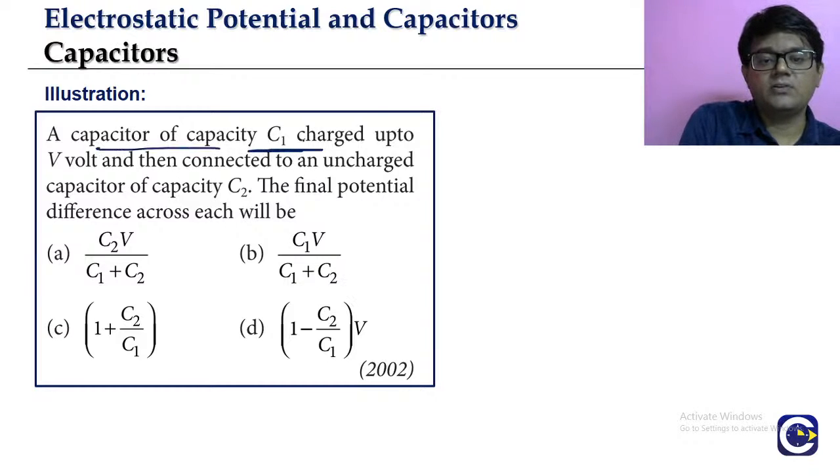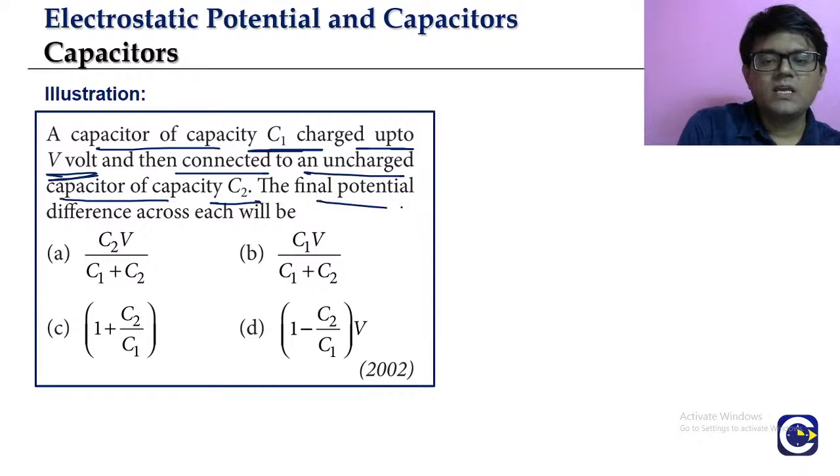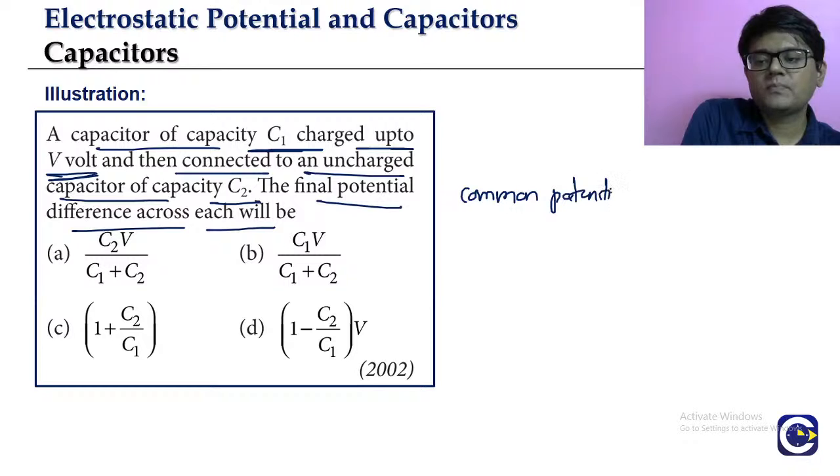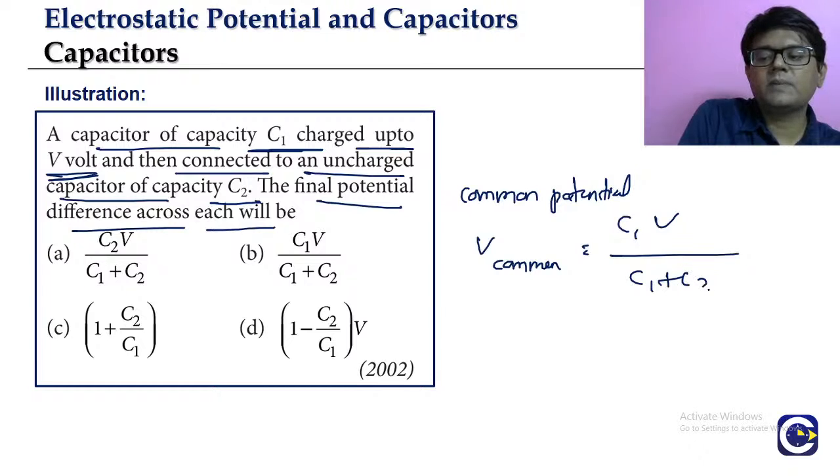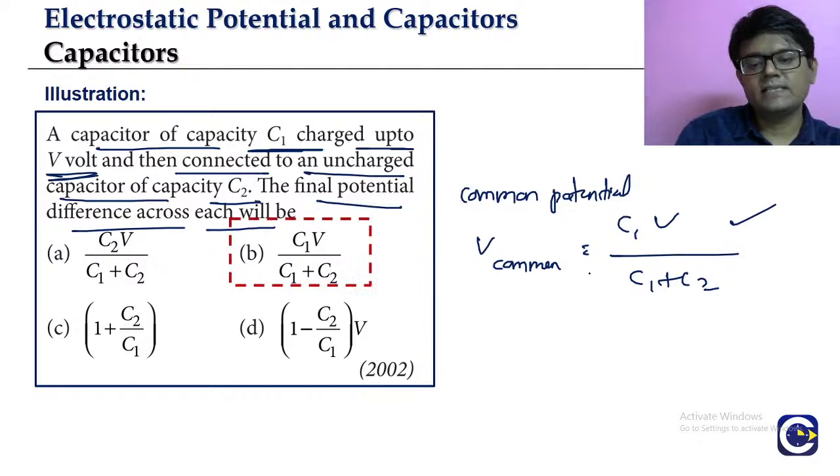Capacitor, the capacitance C1 is charged up to a voltage V and then connected to an uncharged capacitor of capacitance C2. The final potential difference across each of them means they are asking us what? They are asking common potential. Okay, the formula na V common is equal to what? C1 into the initial potential V divided by C1 plus C2. This is what is the final common potential. Paranga, what is the answer? It is option B.